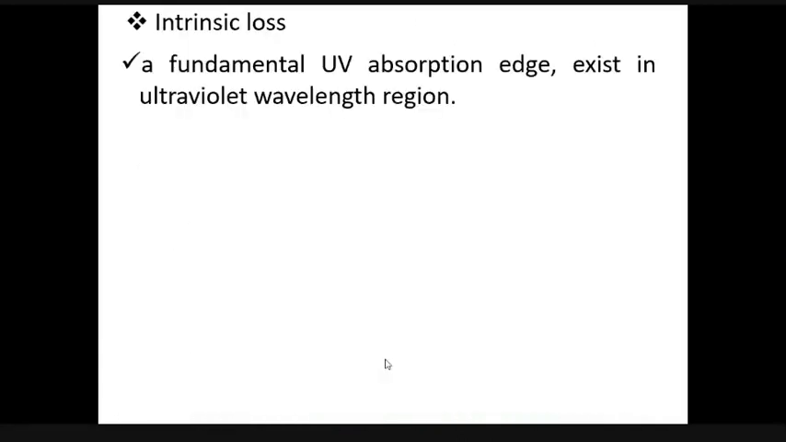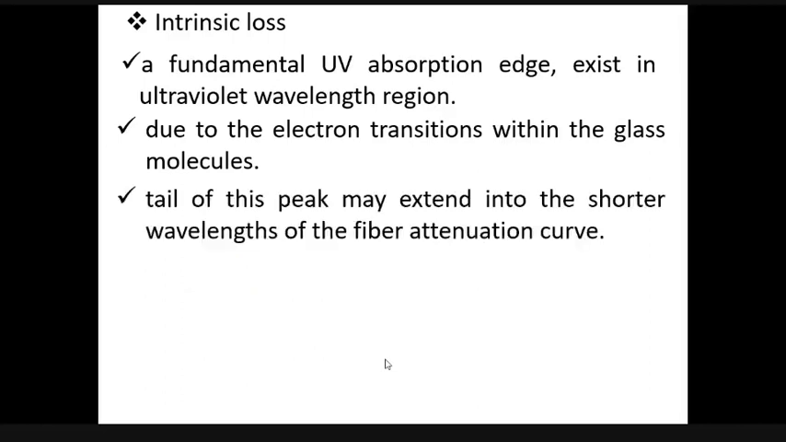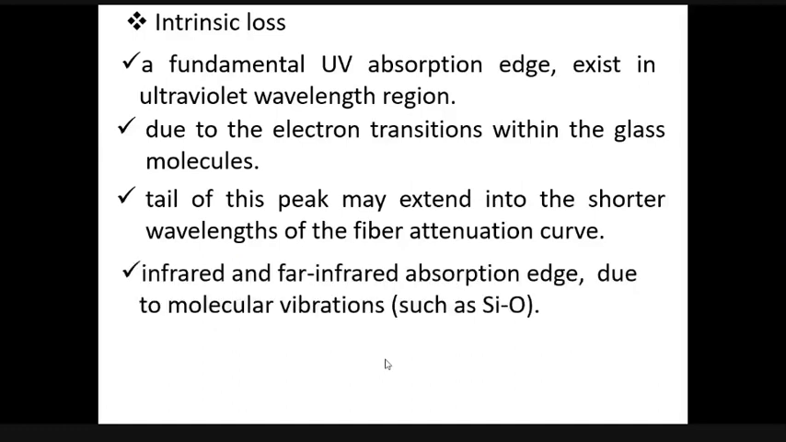So intrinsic loss. As we talked about the UV absorption edge, this exists in the ultraviolet region, and as we have discussed already, this UV absorption edge is due to electron transition within the glass molecules. Its tail extends toward the shorter wavelength side of the fiber attenuation curve, so the fiber is attenuated toward the shorter wavelength side.